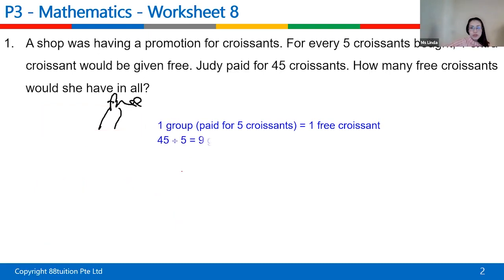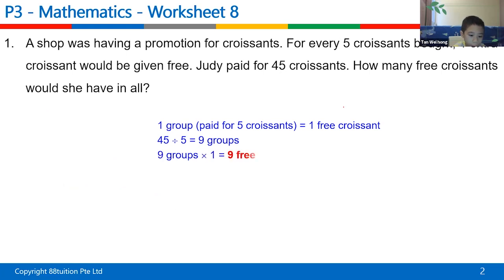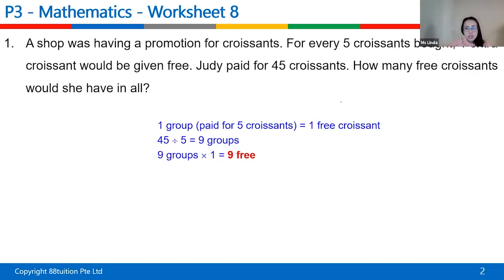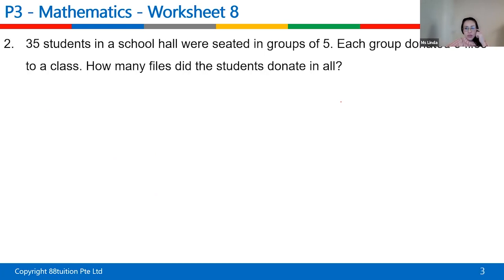Okay, 1 group, 5 croissants. For 5 croissants, you get 1 free, and 9 groups, you'll get 9 free. Simple, straightforward. Am I too fast? There we go. Second one, shall we try?